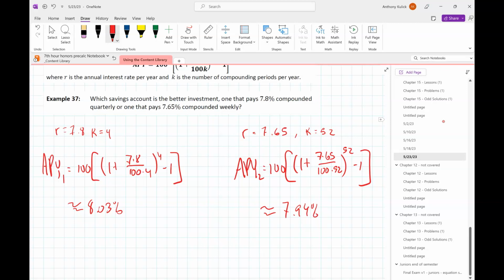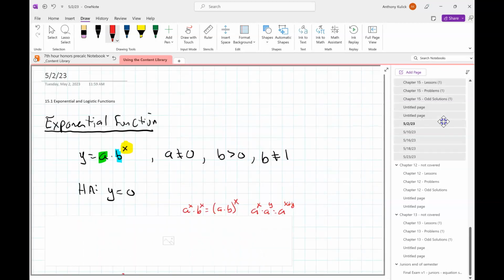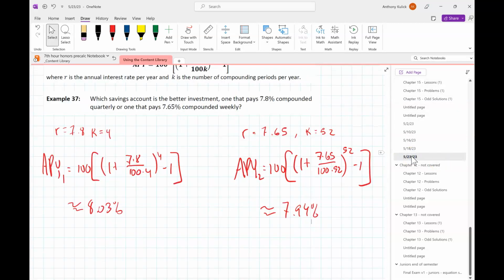So which one would I rather have? Whoa, Boise did something there. That's what happens when you lay your stylus on the mouse pad. Okay. The bigger one, right? That's the takeaway.